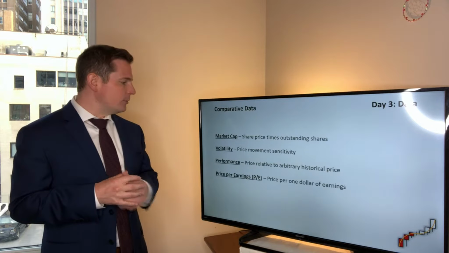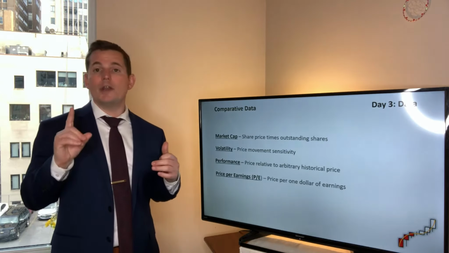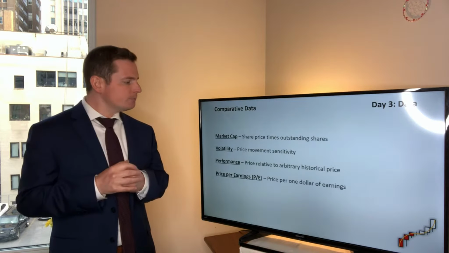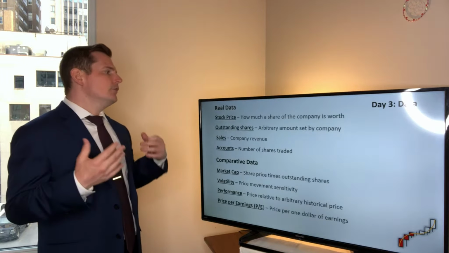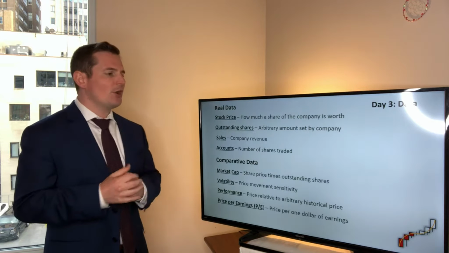Okay, hopefully it's making a little bit of sense. So the price per earnings is the price per $1 of earnings. The stock price per $1 of earnings. So this is the real data and this is the comparative data.